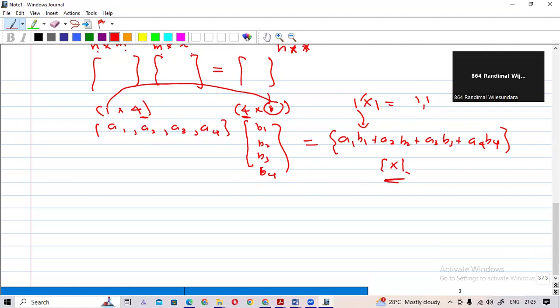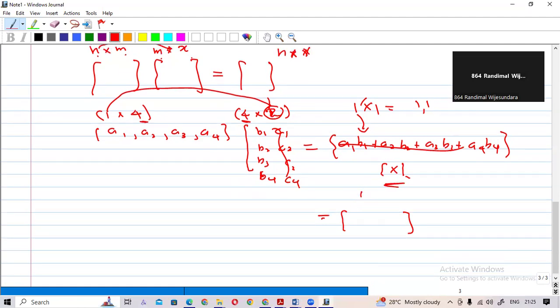And if there is a second column, let's say C1, C2, C3, C4, what will be the resultant matrix? Yes, it will be 1 into 2: one row, 2 columns. The first value will be this one, and the second value is A1 into C1, A2 into C2, A3 into C3, A4 into C4. So that is the matrix multiplication.